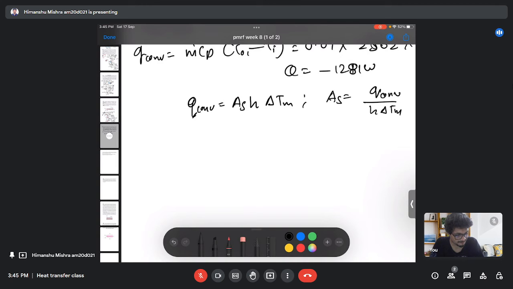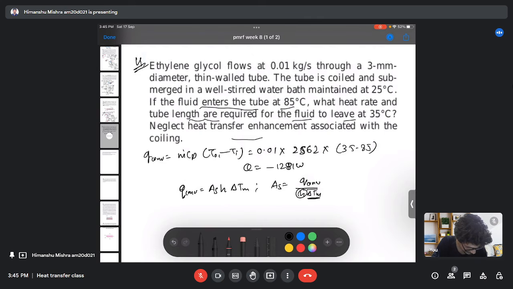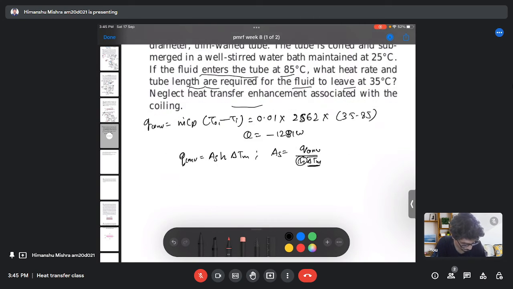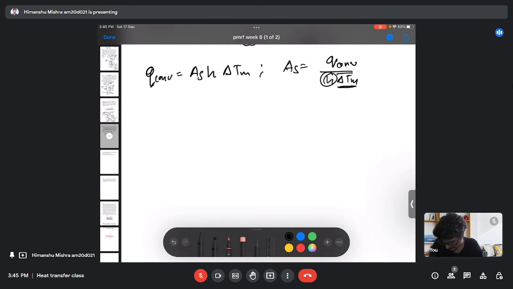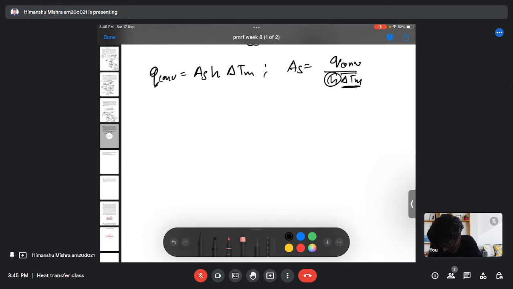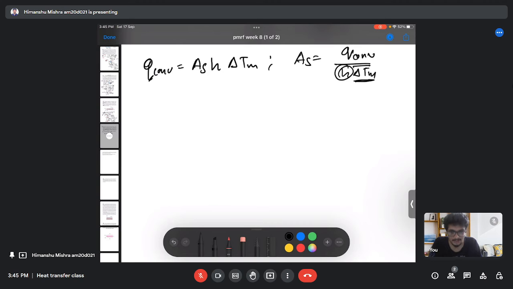Now we need to find the mean temperature difference. We are already given the mean temperature difference here. We need to find the heat transfer coefficient because we have not been given any heat transfer coefficient in the question. So for the heat transfer coefficient, we will be using the Nusselt number relation. First we need to check whether the flow is laminar or turbulent, and accordingly we will be using the Nusselt number correlation.